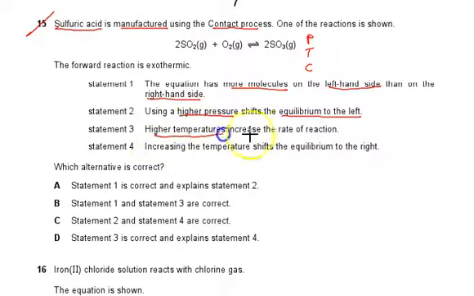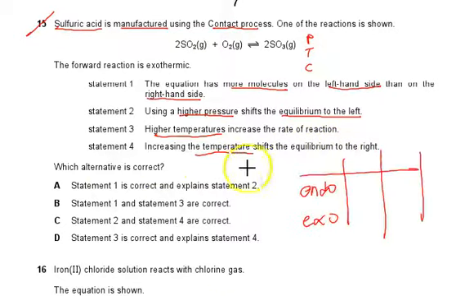Higher temperature increases the rate of reaction. Increasing the temperature shifts the equilibrium to the right. Okay, let me explain in this small table. Here's the endo and exo, temperature and also the pressure. So for endothermic, we have to increase the pressure while reducing... increasing the temperature and reducing the pressure. Okay, that's what makes it shift to the right.